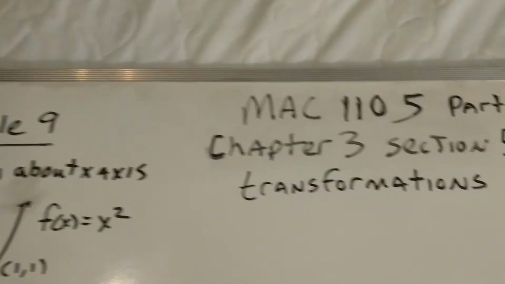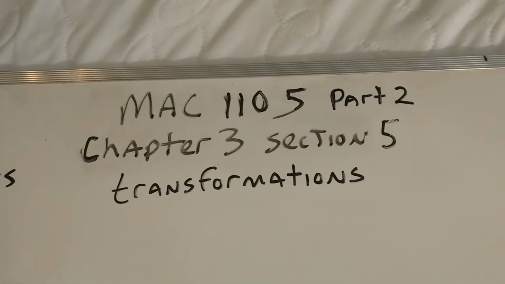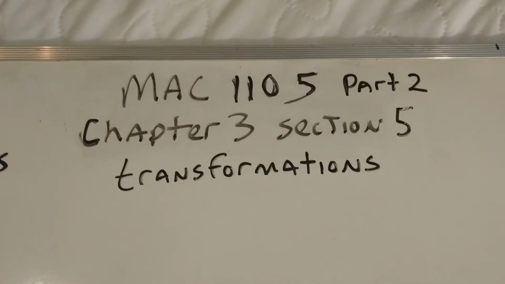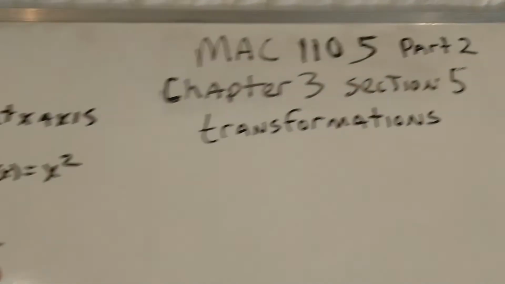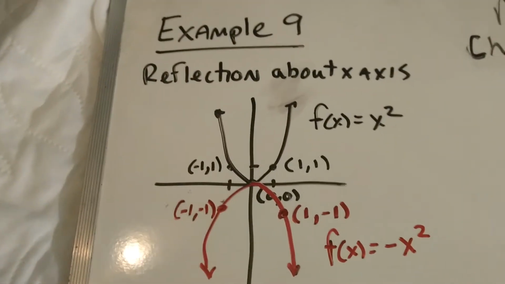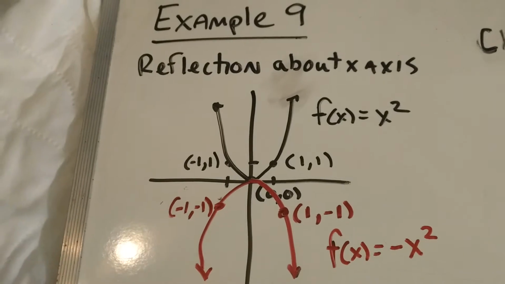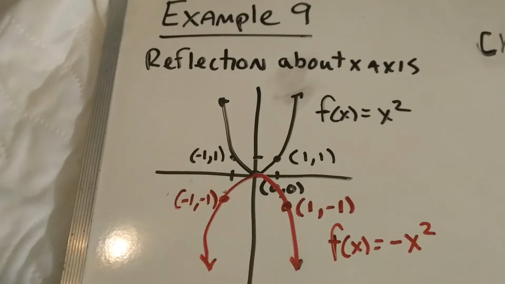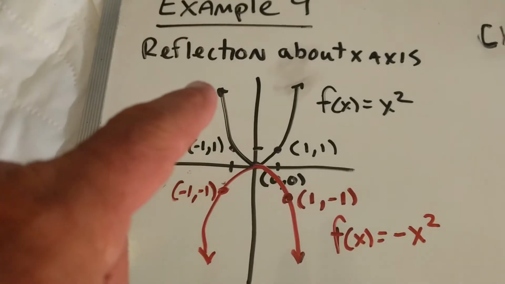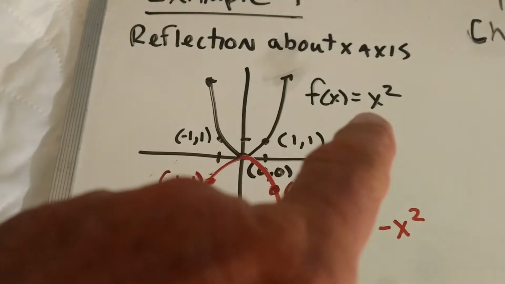Okay, this is MAC 1105, Chapter 3, Section 5, Part 2, Transformations. This is the last part of Chapter 3. This deals with reflections. This is example 9 in your book, which is on page 260. You can see right here that we have the x squared graph.